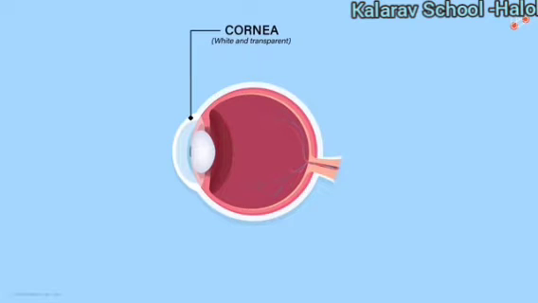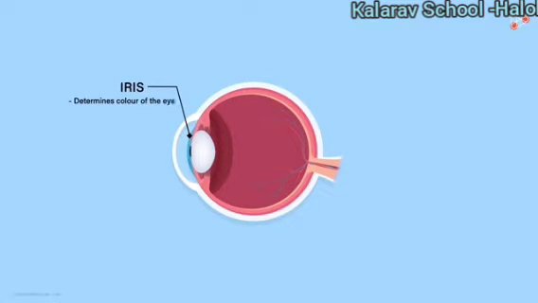It acts like a tough front wall of the eye. What is its function? It protects the interior of the eye from accidents and also does not allow foreign particles to enter the eye. Okay, so this was all about the outer layer of the eye. Let's now talk about the things present inside. Behind the cornea, there's a dark muscular structure called the iris. Iris determines the color of the eye.